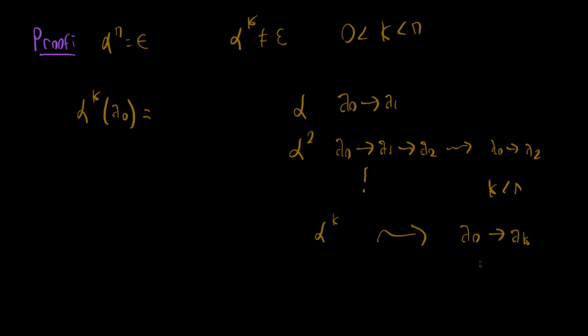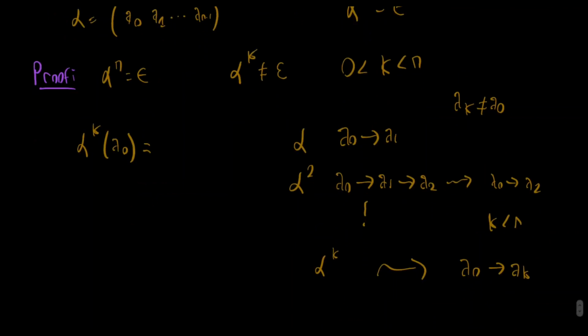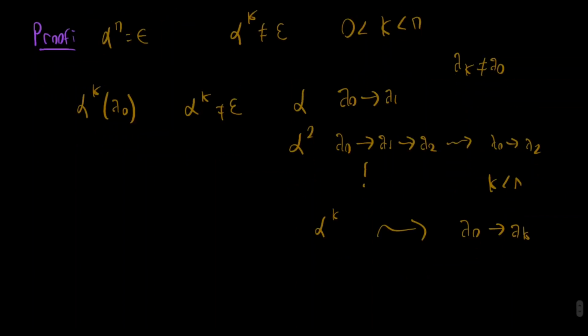And notice that here we're supposing, of course, that ak is not equal to a0, because in our cycle notation we do not repeat elements that are the same. And so from this we can deduce that alpha to the k is not the identity permutation. Why? Because it does not fix an element, and that suffices to show that it is not the identity permutation. This is basically the first thing that we have derived.